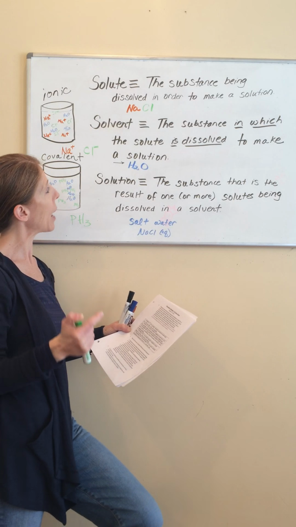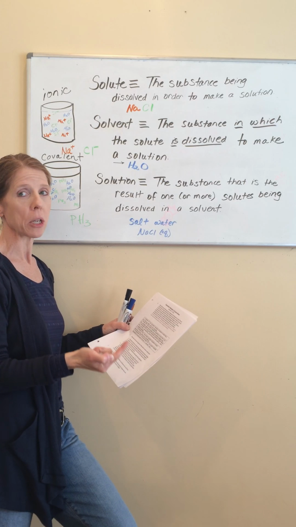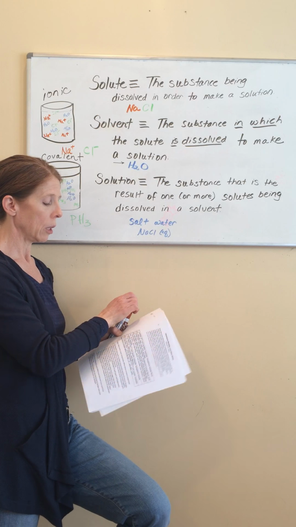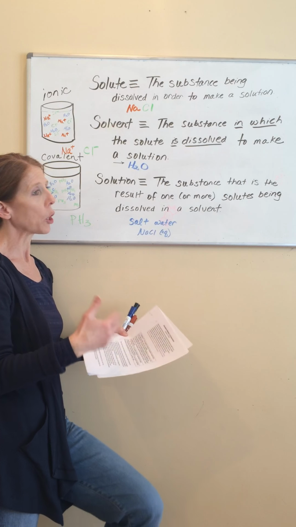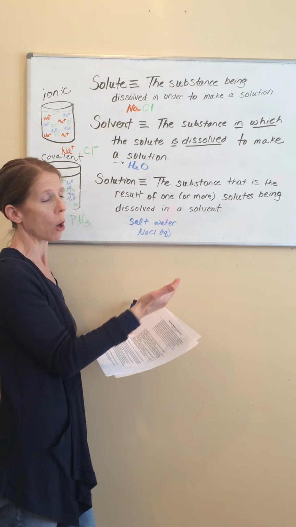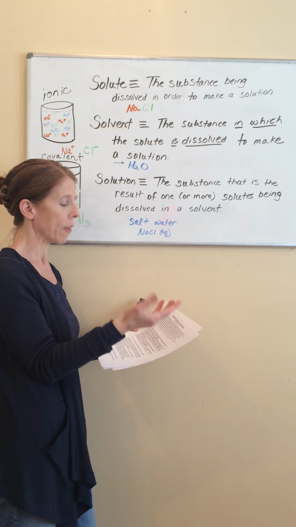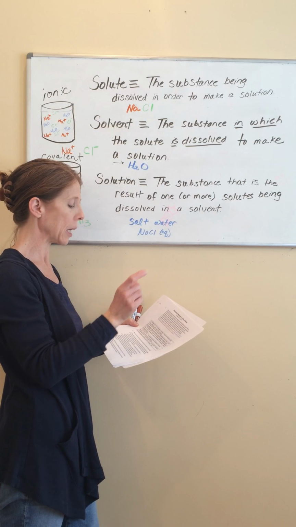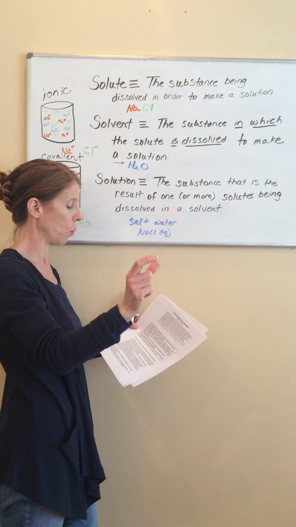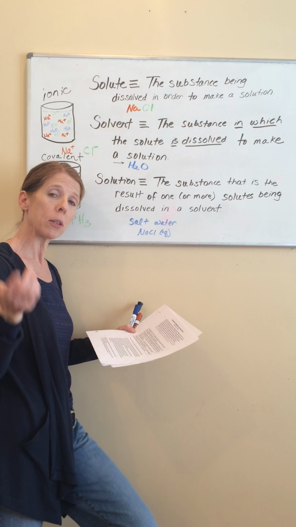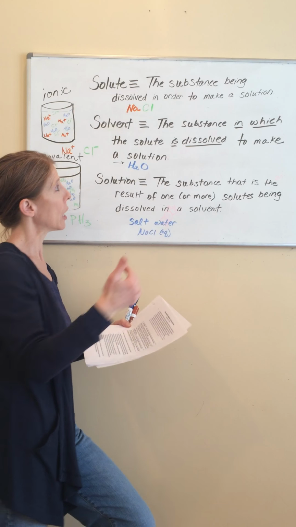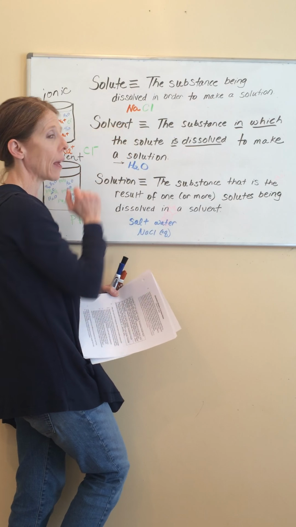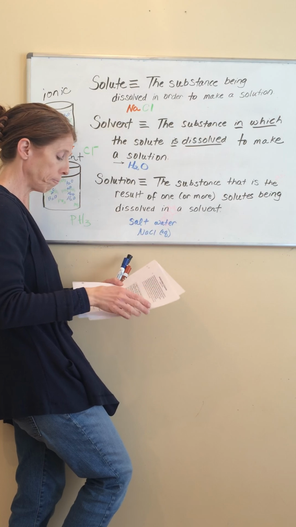If we have a substance that cannot be dissolved, the term we use is insoluble. If we have a substance that cannot be dissolved, say in water, we would say that solute is insoluble in water, meaning not able to be dissolved in water. Doesn't mean it can't be dissolved in something else. It simply means that solute has an identity which cannot be dissolved in that solvent.